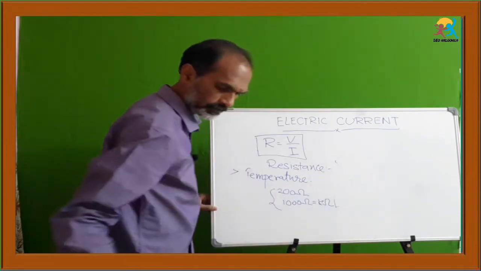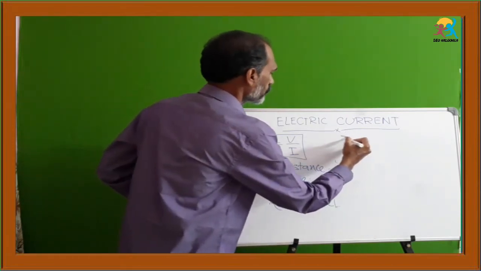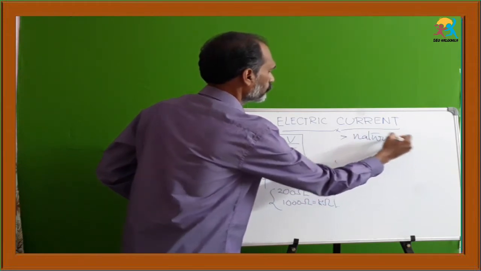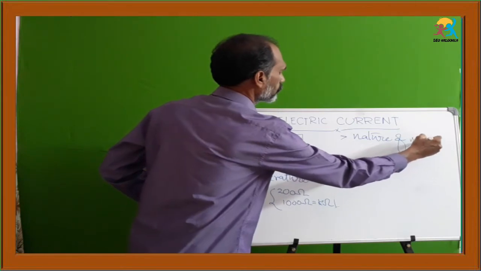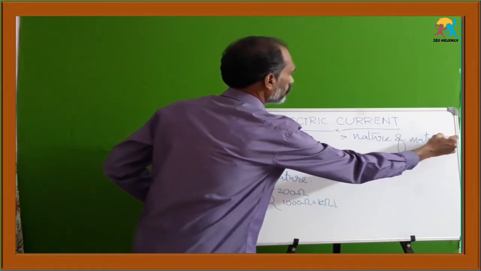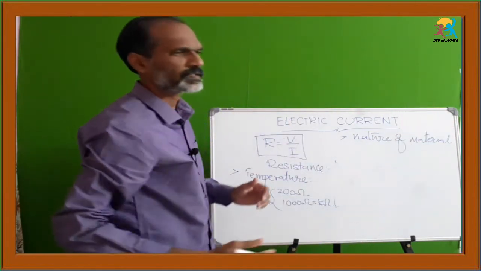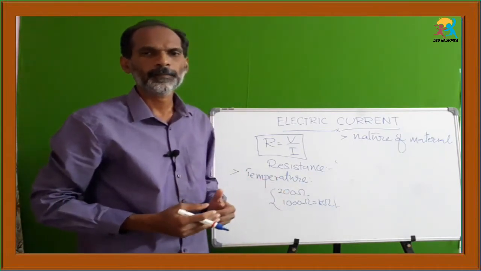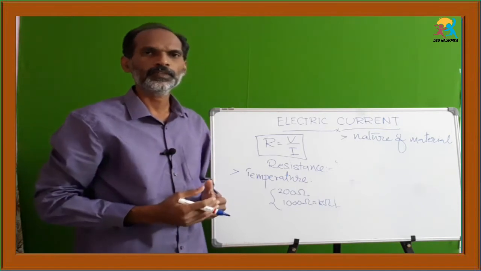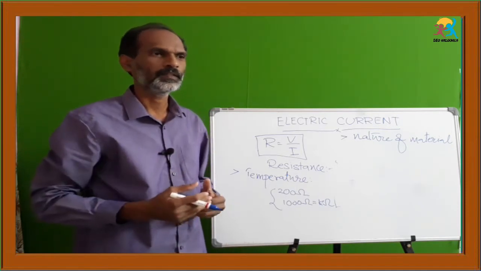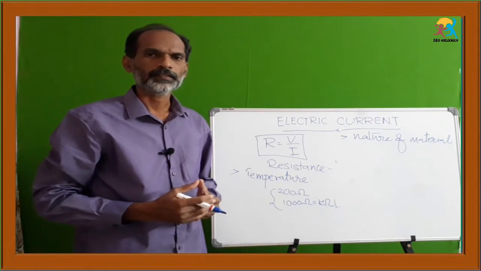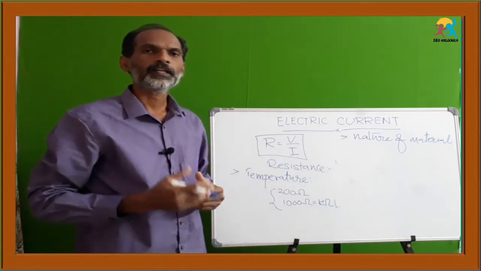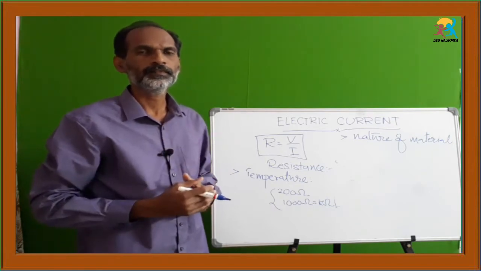The next is nature of material. Generally, as we are different human beings, we like different colors. Someone may like blue and others like yellow, and mostly girls like pink. In the same way, different metals show different quantities of resistance.